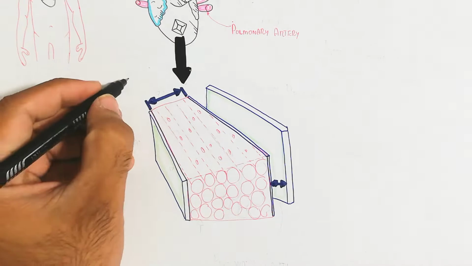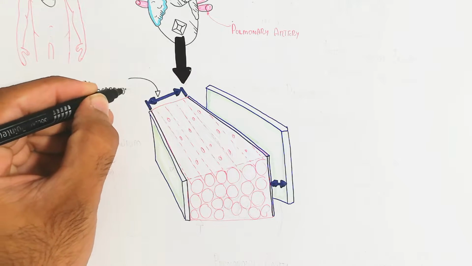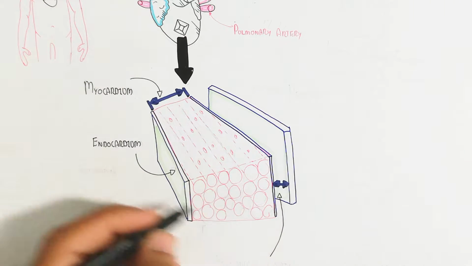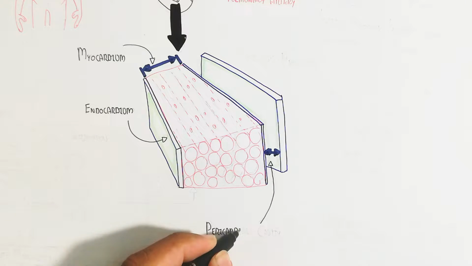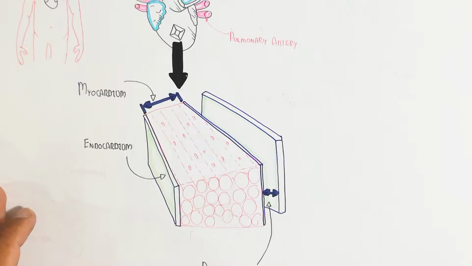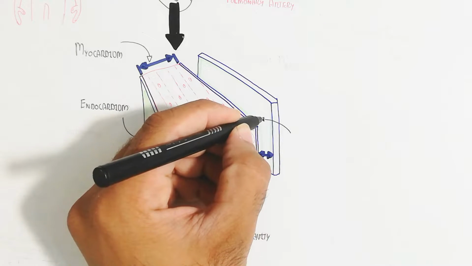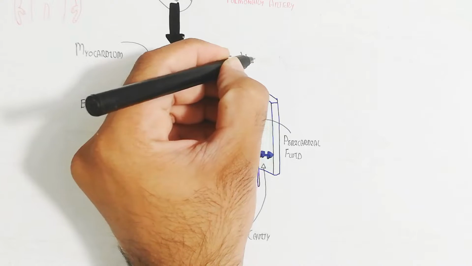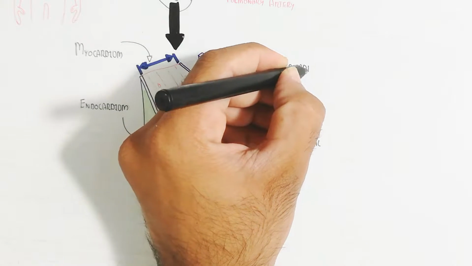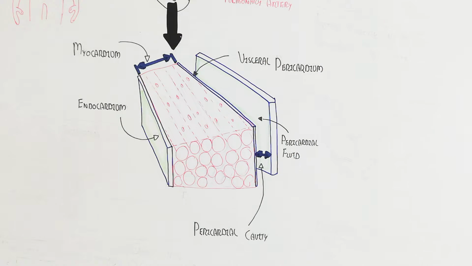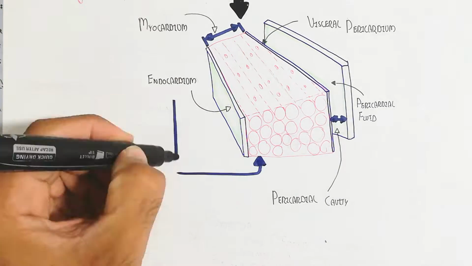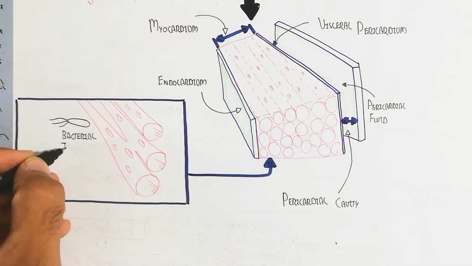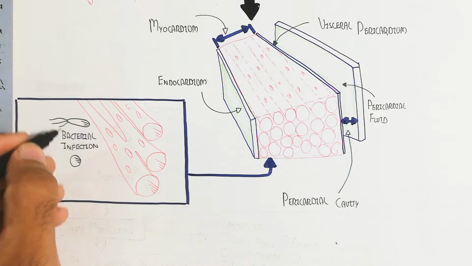So this is a simple diagram to understand: the myocardium is the middle layer, while the endocardium is the innermost layer, and the pericardial fluid is present between the pericardial cavity and the visceral pericardium. This is the visceral pericardium, basically between the myocardium and the pericardial cavity, and so the epicardium, and this is the endocardium. So here are the myocytes.